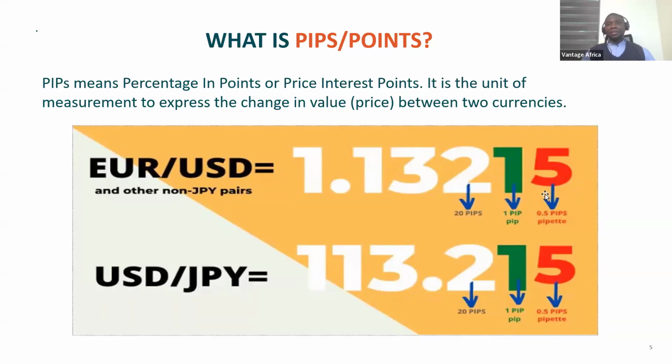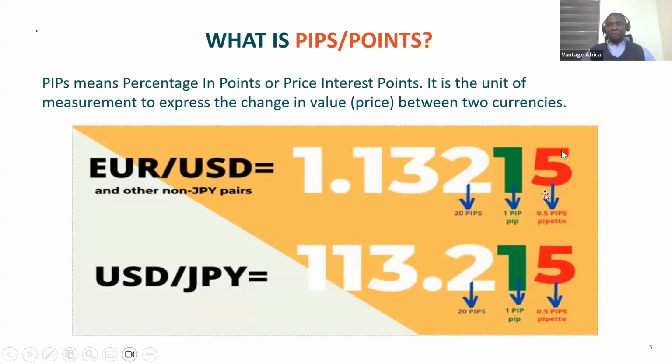That's what I mean when I said centimeters is convertible to meters and meters is convertible to centimeters, right? So pips and pipettes are basically the same. They are the same units for measuring price movement, but one is convertible to the other by a division or a multiplication by 10, right?